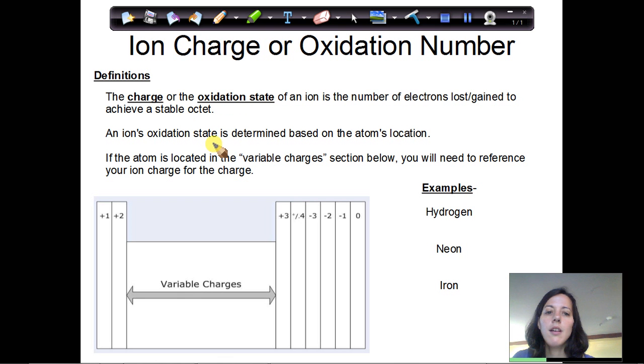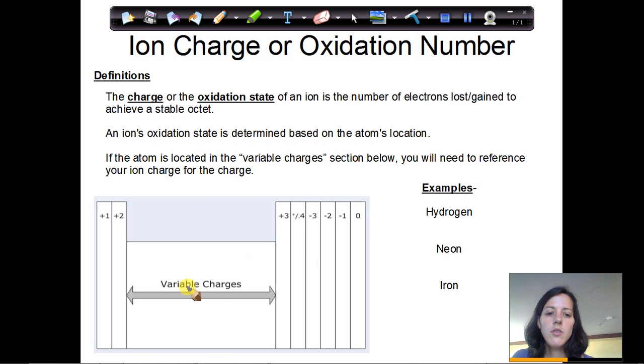An ion's oxidation state is based on the atom's location on the periodic table. So for example, any atom that falls in column 1 has a +1 oxidation state, whereas any atom that falls in column 18 has a 0 oxidation state. 0 means it doesn't gain or lose any electrons. These are called our noble gases, anything in column 18, and they are very stable. You will not ever have a molecule that has a noble gas in it in this level of chemistry.